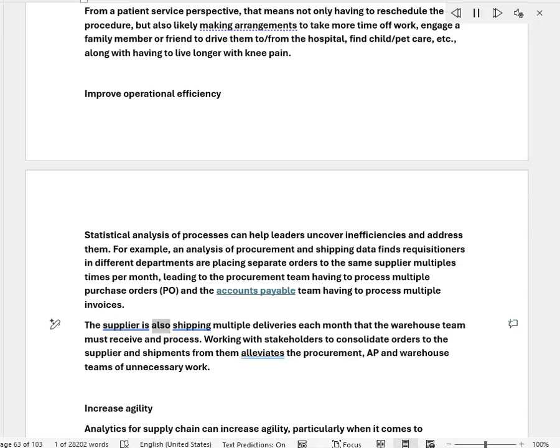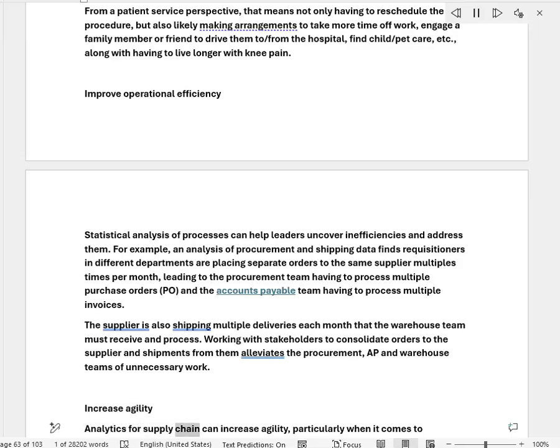The supplier is also shipping multiple deliveries each month that the warehouse team must receive and process. Working with stakeholders to consolidate orders to the supplier and shipments from them alleviates the procurement, AP, and warehouse teams of unnecessary work. Increase agility.